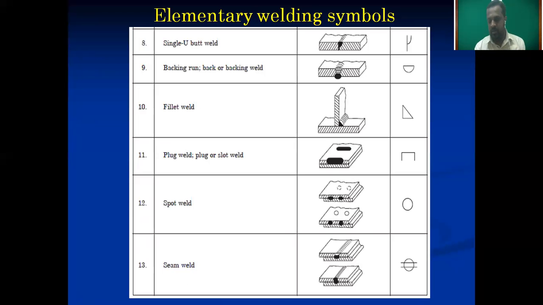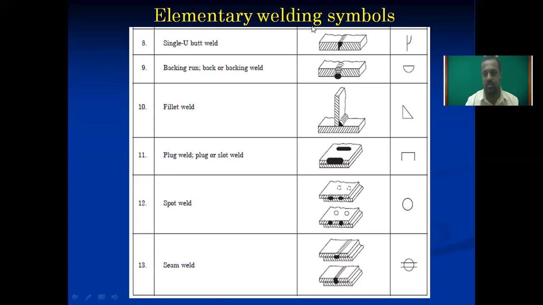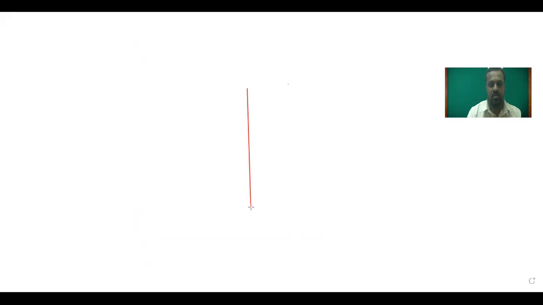Up till now we have seen the fillet weld. When can we call it a fillet weld? When two plates are perpendicular to each other. Suppose we have joined two plates and they are perpendicular to each other like this. I will draw two plates here like this.